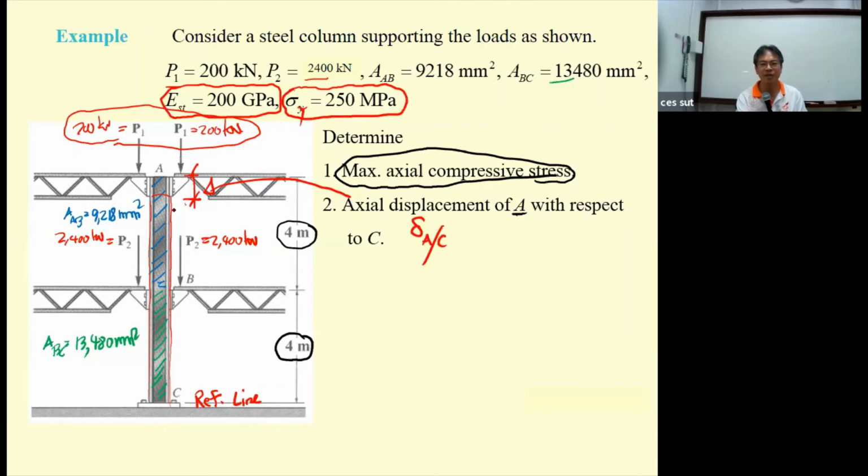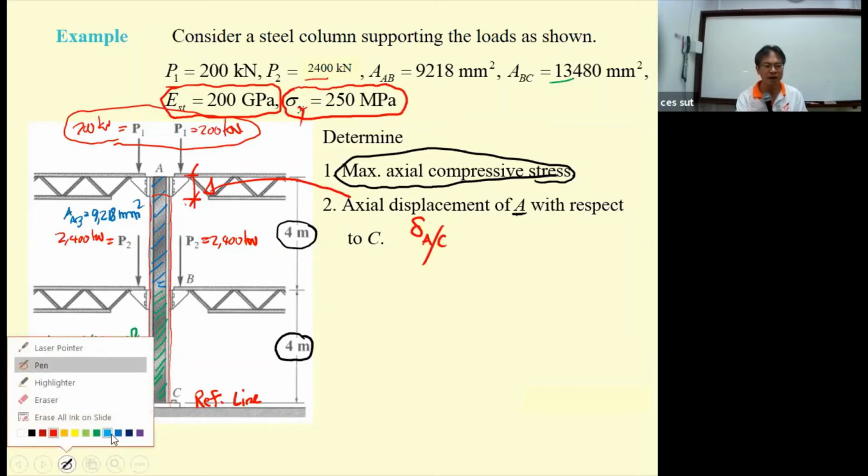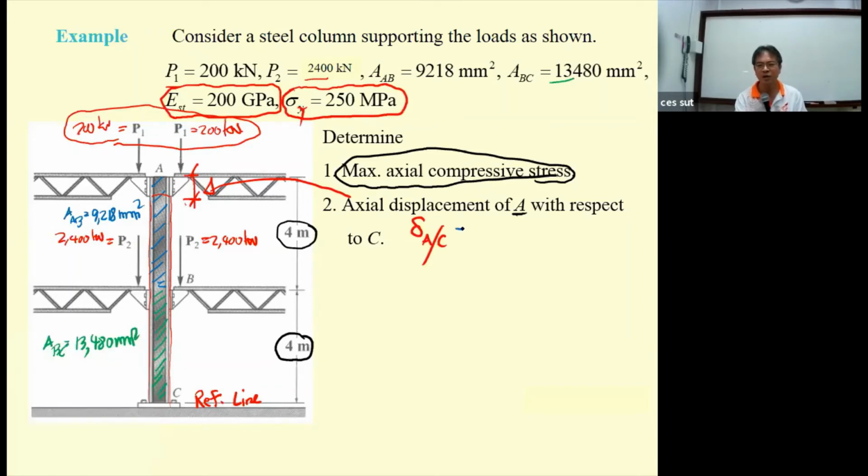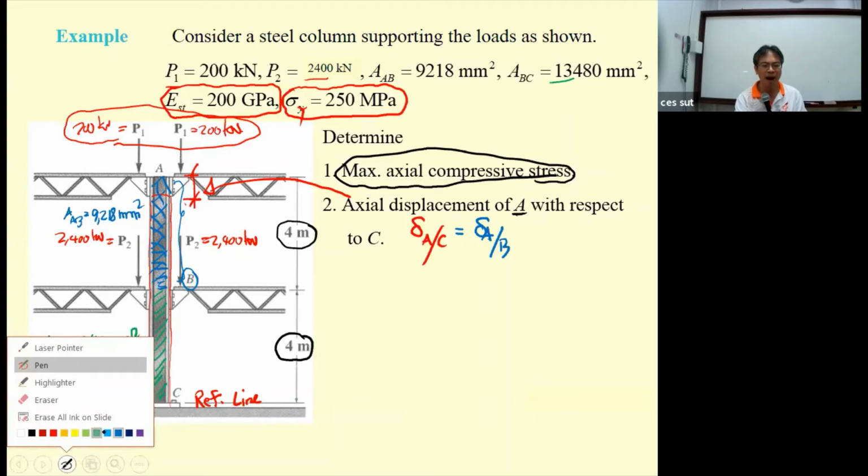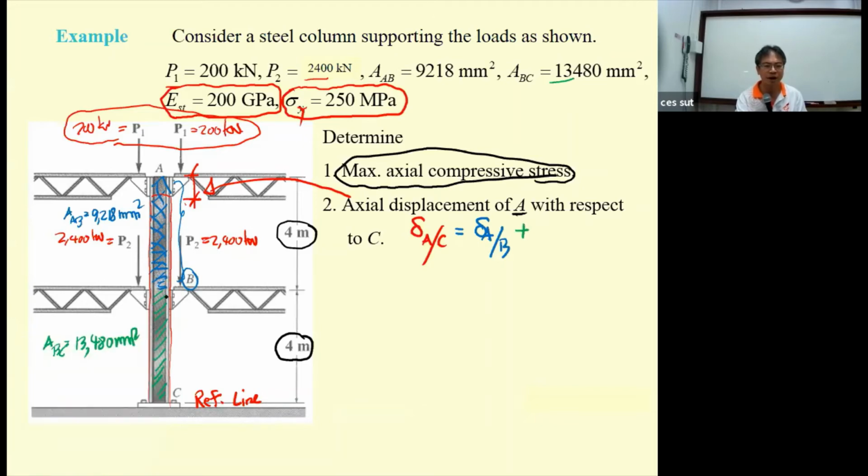Under the application of the force, the deformation will be equal to the deformation of this portion of A with respect to B. This is the deformation of this top portion of the column, and then it's going to combine with the deformation of this bottom portion.